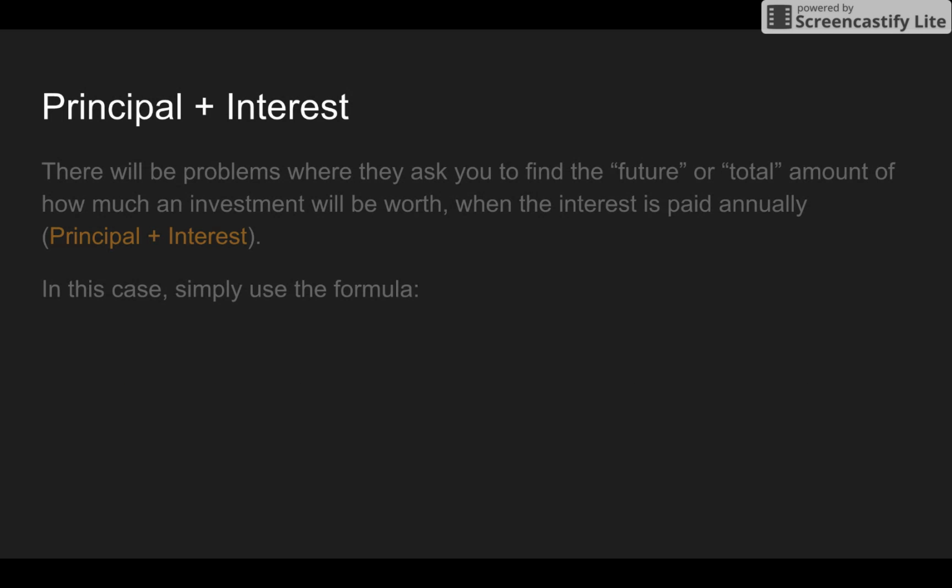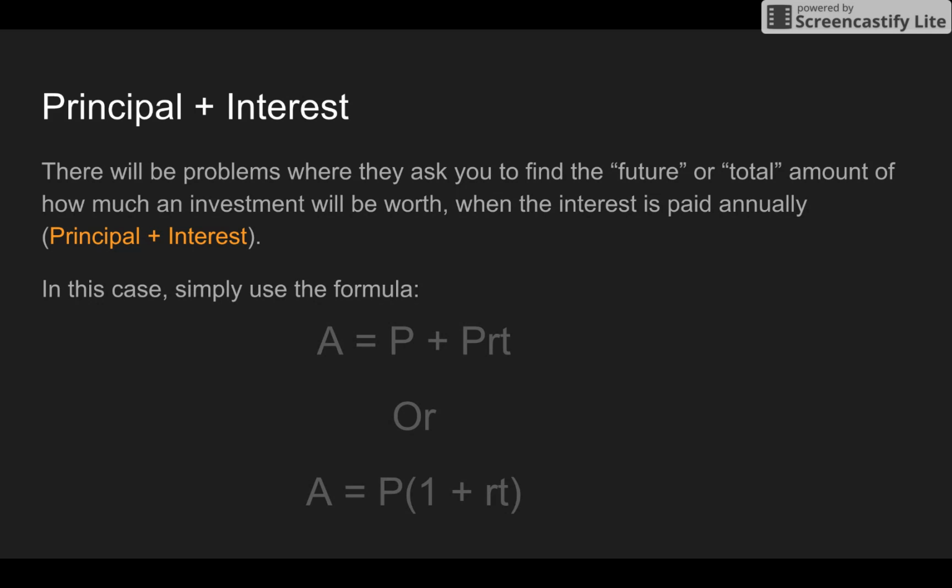Principal plus interest. You will face such problems where they will ask you to find the future total amount of how much an investment will be worth when the interest is paid annually. In this case, simply use the formula A equals P plus PRT, or A equals P times 1 plus RT.